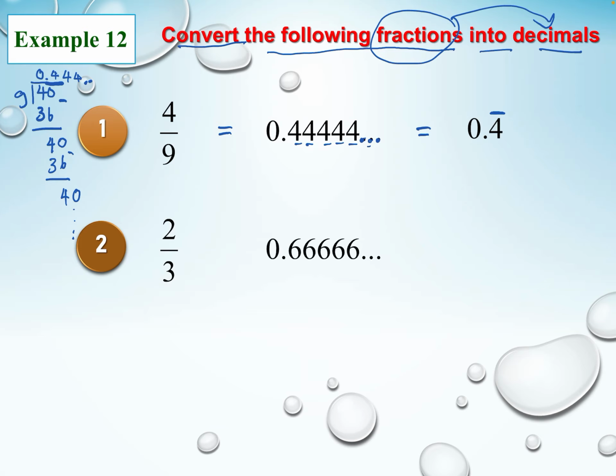Question number 2, 2 over 3. What will we get? Yes, 0.6666. So we can write it as 0.6 and make a bar on top of number 6.